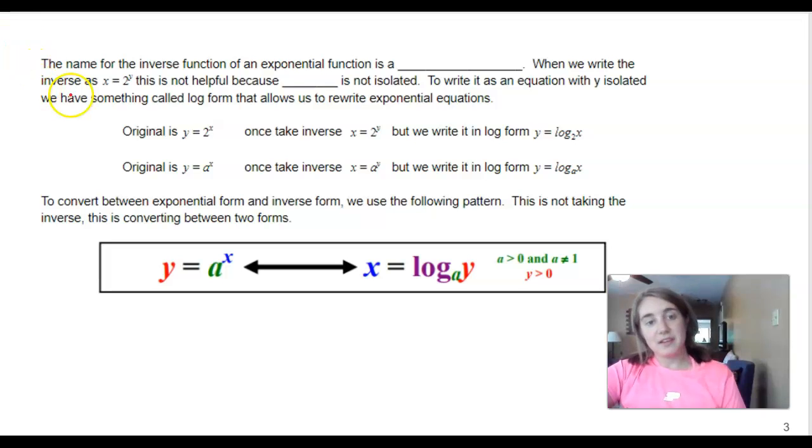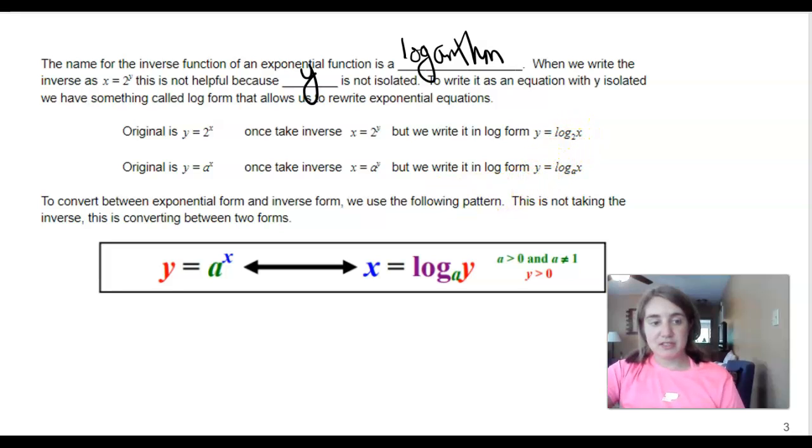The name of the inverse function that we just talked about to an exponential function is called a logarithm. When we write the inverse as x equals 2 to the y, it is not helpful because y is not isolated. In order to write y as isolated, we write it in log form. So here is this idea that once we take the inverse, we switch the x and the y, but then we want the y by itself, so we write it in log form.